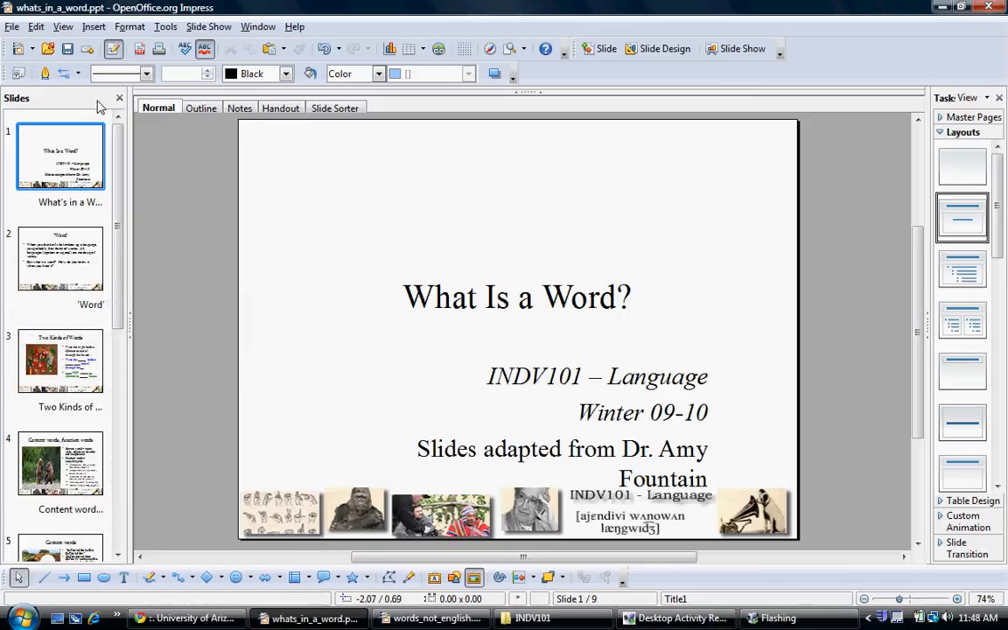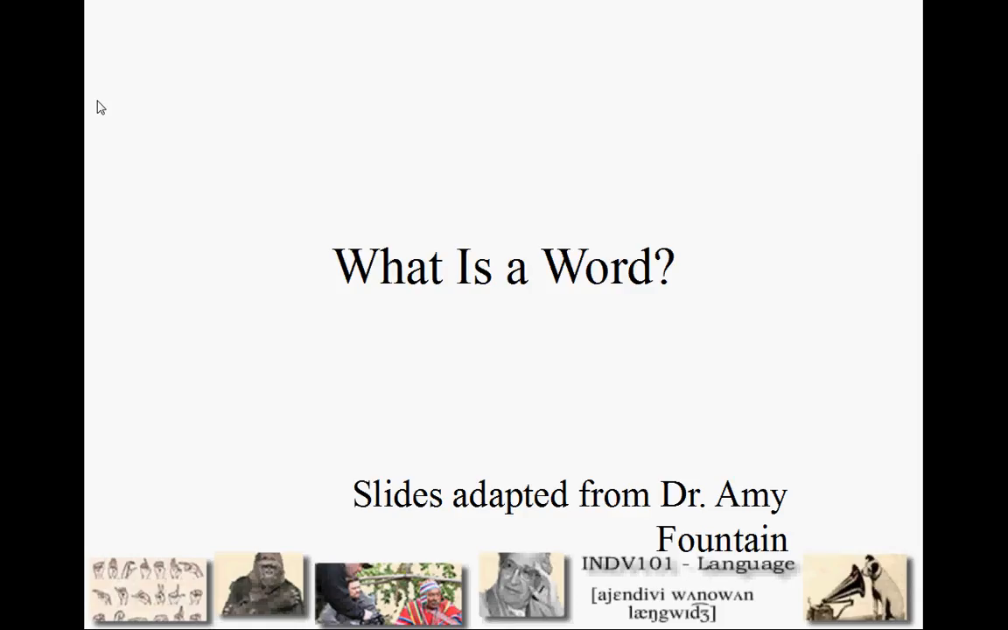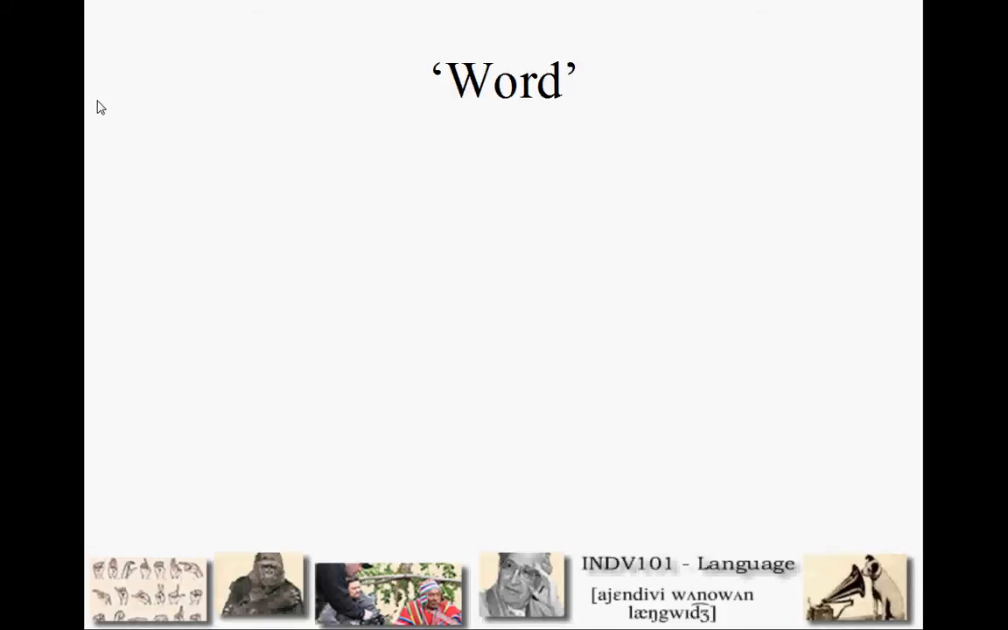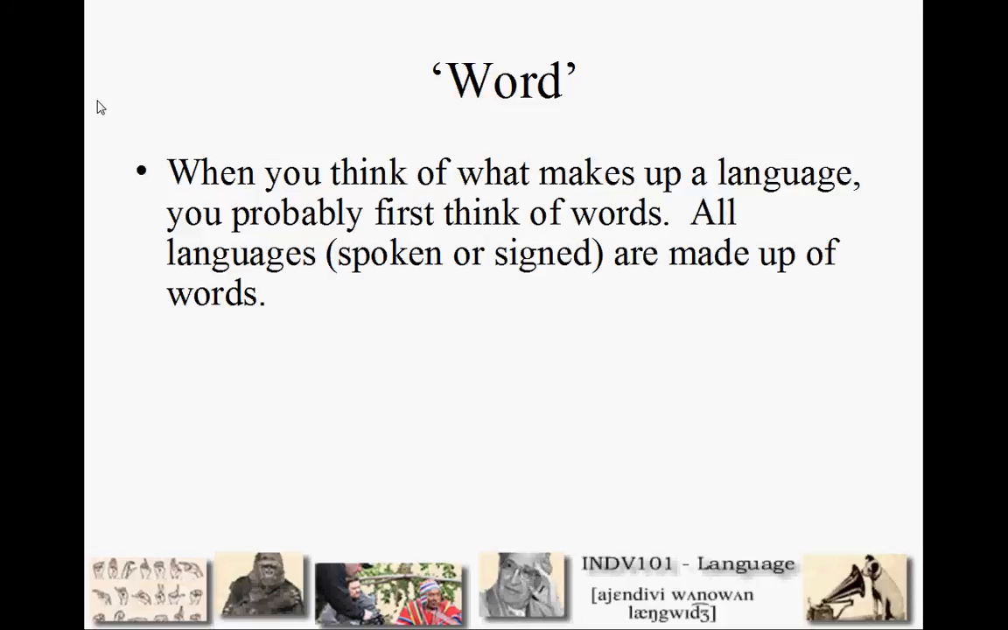Okay, so today we are talking about words. Yesterday we talked about sounds, consonants, and vowels, and today we're going to talk about what happens when you put them together. So when you think about language and what makes up a sentence, you think about words often. Languages, both signed and spoken, are made up of words strung together.